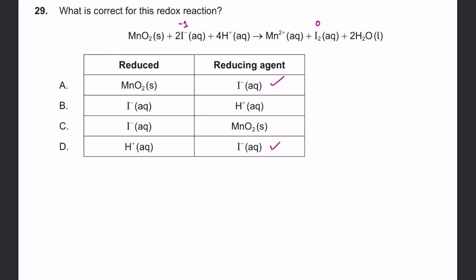So it can be either option A or option D. In MnO2, the oxidation number of Mn is +4, because X plus twice of -2 equals 0. So X becomes +4. And here the oxidation number is +2. So MnO2 is getting reduced. H plus is not getting reduced because H has +1 oxidation state here and also +1 in H2O. So B, C, D are wrong. Option A is our correct answer to question 29.